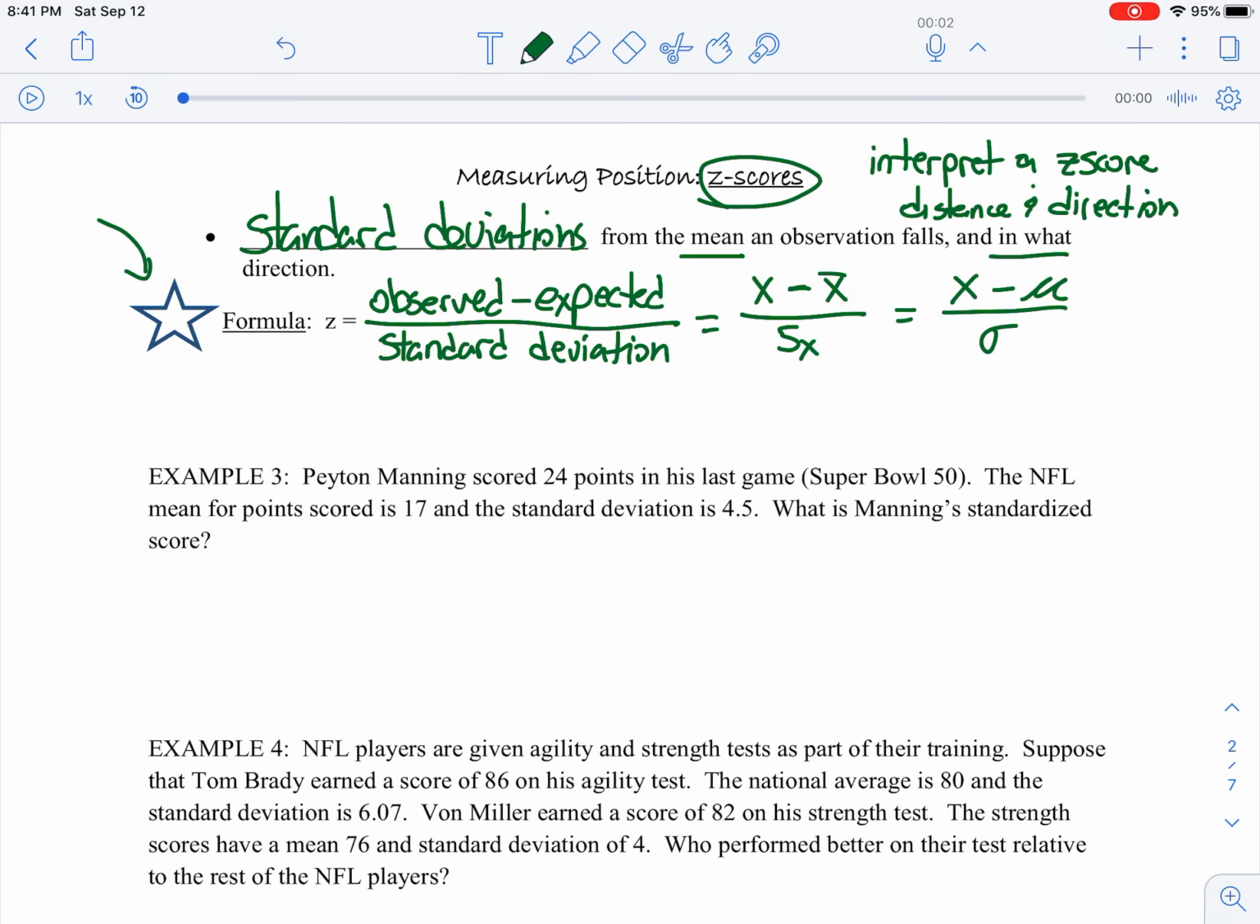Okay, now we're going to call this a standardized score. So if we read this, Peyton Manning scored 24 points in his last game. The NFL mean for points is 17, and the standard deviation is 4.5. What is Manning's standardized score? So a standardized score is in terms of standard deviations.